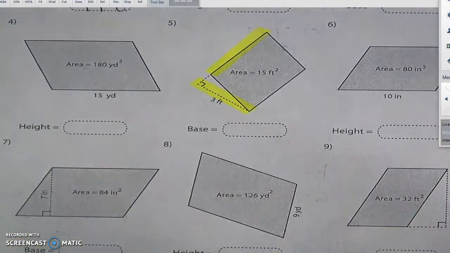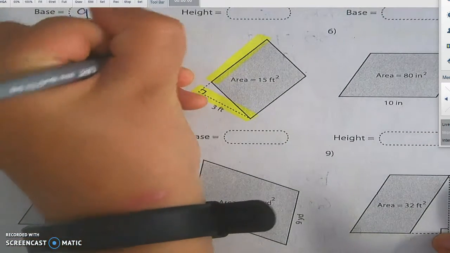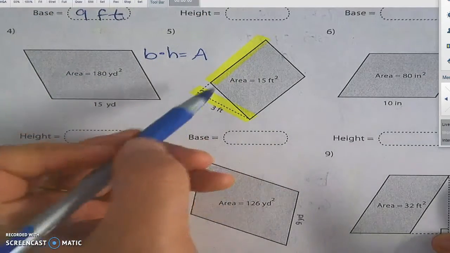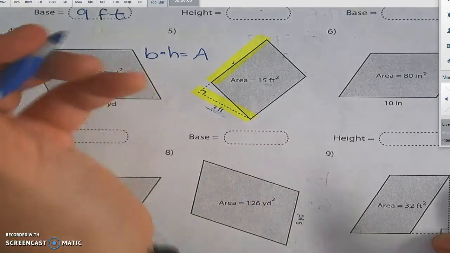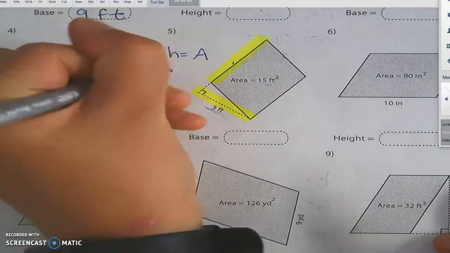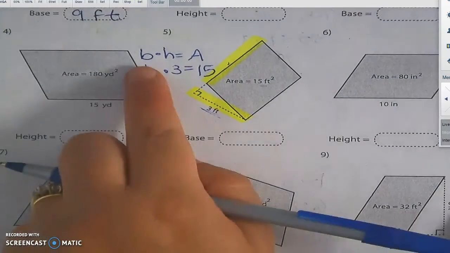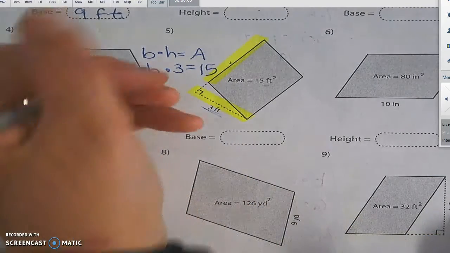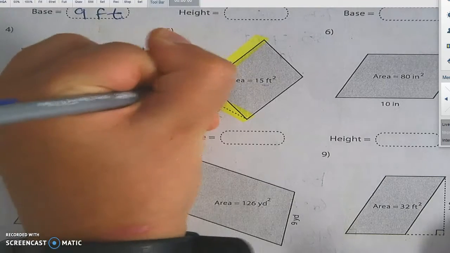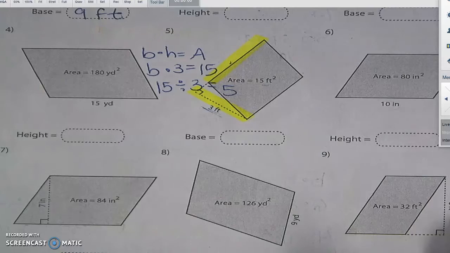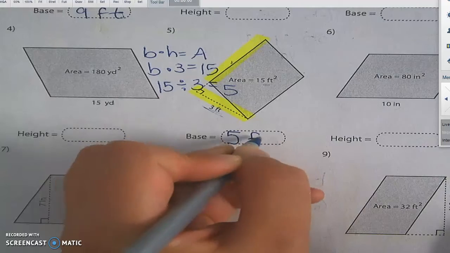Okay, and I know that when I multiply my base times my height, I end up with the area. So base times height equals area. I don't know the base, that's what I'm trying to find, but I know that my height is 3 and my area is 15. So I know that my base times 3 will give me 15. So now I can either think what times 3 is going to give me 15, or I can do this as a division problem. 15 divided by 3, which gives me 5. So 5 is my base. And this is not square feet, this is just going to be feet.